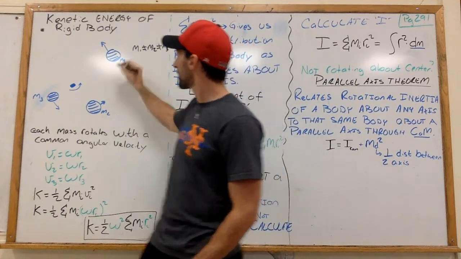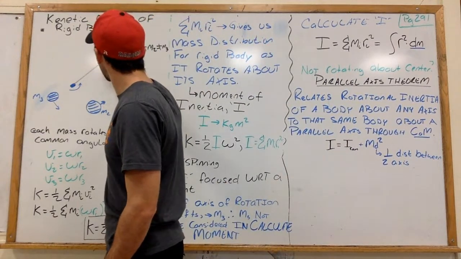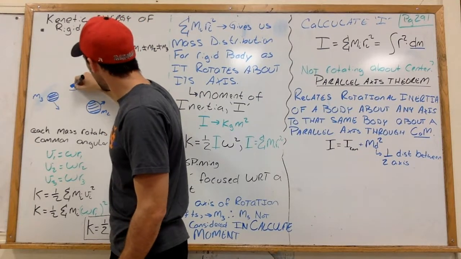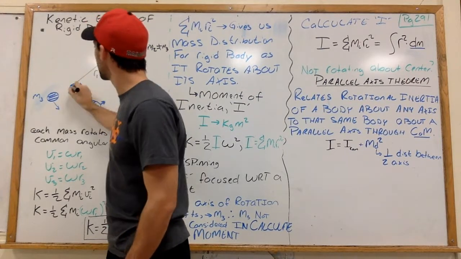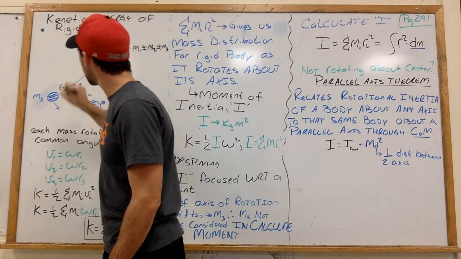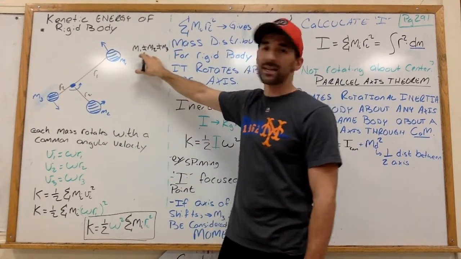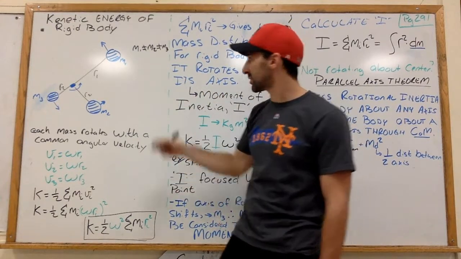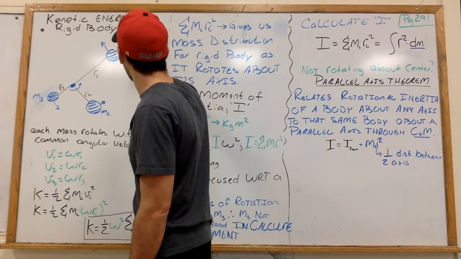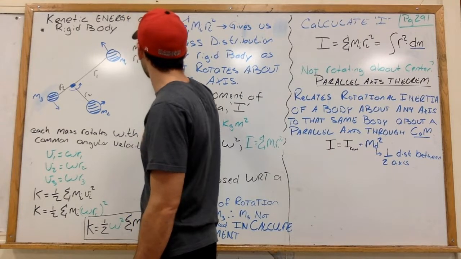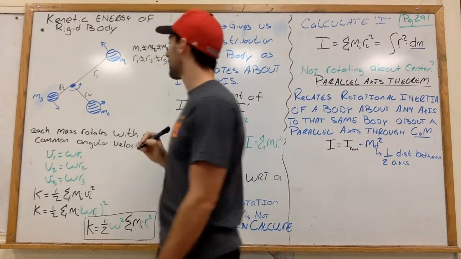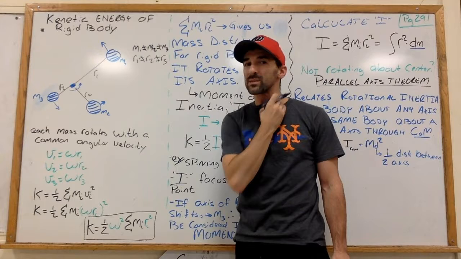So what I'm going to do here is I'm going to connect. So I have distance R1, I have distance R2, and I have distance R3. Things that I know about this system: I know mass 1 does not equal mass 2, nor does it equal mass 3. And I know that R1 does not equal R2. That also does not equal R3. So what are some commonalities?